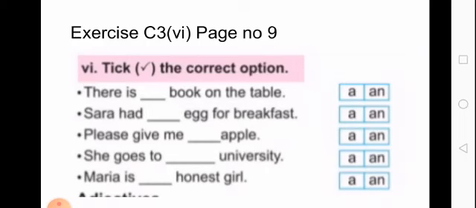Please give me an apple. Why an? Because apple starts with the vowel sound. She goes to a university. So now why a? Because university starts with the consonant sound. Maria is an honest girl. Why an? Because honest starts with the vowel sound. Maria is an honest girl.